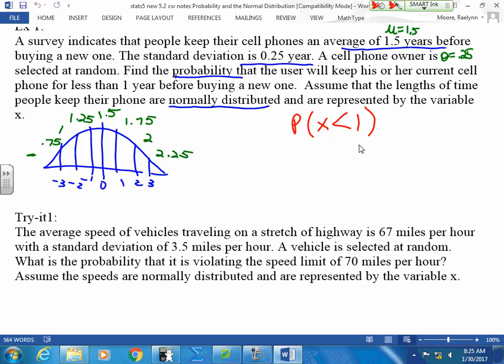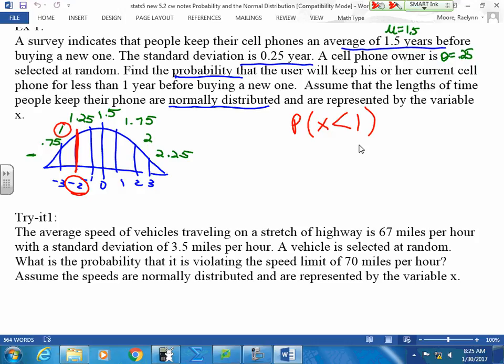He's getting rid of his phone early. So shouldn't I have a small percent to the left of the 1.5, right? So I look to see where 1 is. Here's my 1. Nice, because it turns out perfectly in my graph. And what is my z-score that's associated with 1? What's this z-score? The standard deviation score. -2.